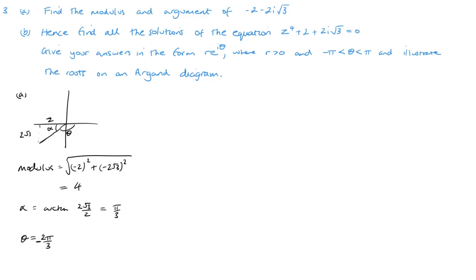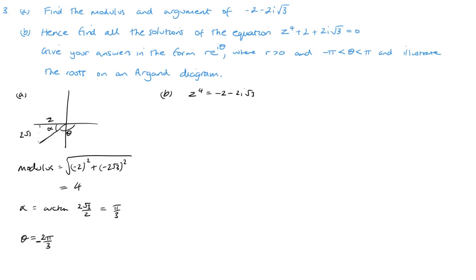Okay, so I've got my modulus and I've got my theta. Oh, I only needed the modulus for the first part. Oh no, I did modulus and argument, that was the first part. Right, part B, hence find the solutions to this. So if I rearrange it, I get minus 2i root 3. So that now is the same as that. And we need to give it in the form r e to the i theta.